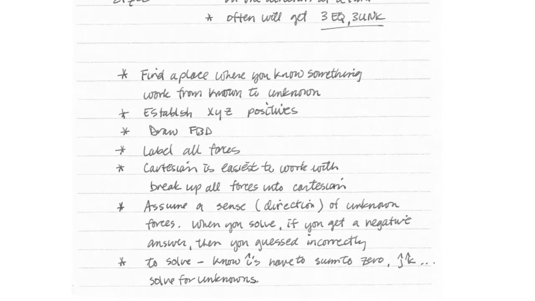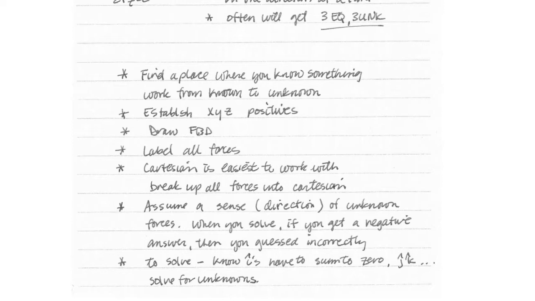So the way to get started is to define the point of interest, understand which axes are appropriate, define positives in those axes, draw the free body diagram, and label all the forces. What we'll find is that Cartesian is the easiest way of defining the forces. So Cartesian is easiest to work with. We'll break up all the forces into a Cartesian force vector. And we're going to assume a sense of direction of unknown forces.